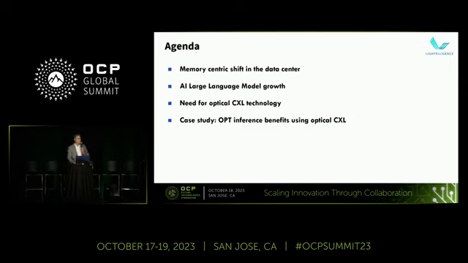So our talk is going to focus on, first, the memory-centric shift in the data center, the growth of large language models, the need for optical CXL. So we're showing in this group why we need CXL, but why do we need optical CXL? We actually asked ourselves that question, and so we set out to prove that we, in fact, needed it. And so I'll show you that, along with the case study, which is the work that we did using OPT inference.